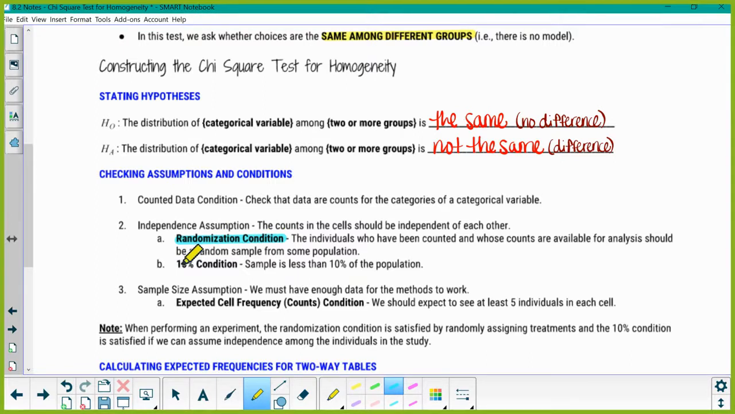Now, the 10% condition is going to make sure that you are sampling less than 10% of your population. And again, we are dealing with two populations, so we do check that 10% condition for all groups. And we do have our expected cell frequency counts condition, where we want to make sure we see at least 5 individuals in each cell.